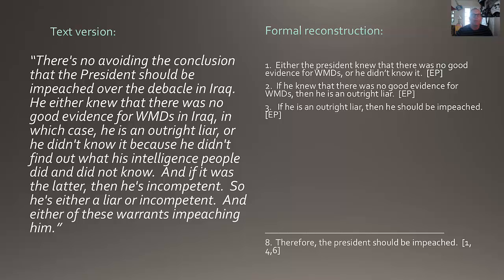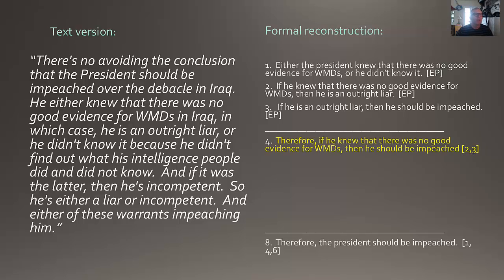Okay, so I'm halfway there. I've constructed a valid argument for half of the result, which is the president should be impeached. One or the other of these two things is true. Both of them lead to the outcome of impeachment, and that's what's going to seal the fate in line 8. Okay, so 1, 2, and 3 imply if he knew that there was no good evidence, then he should be impeached. Now, what else do I have that's explicit in the argument?